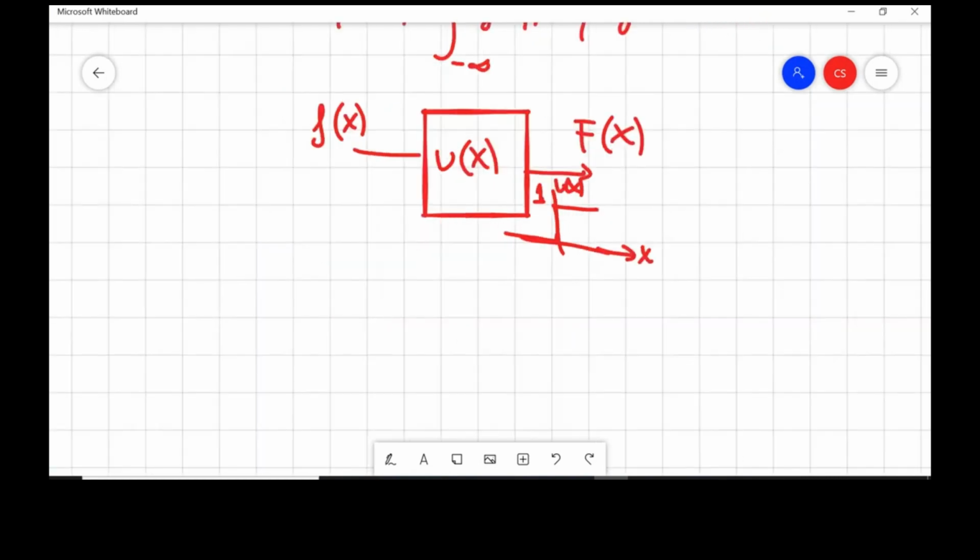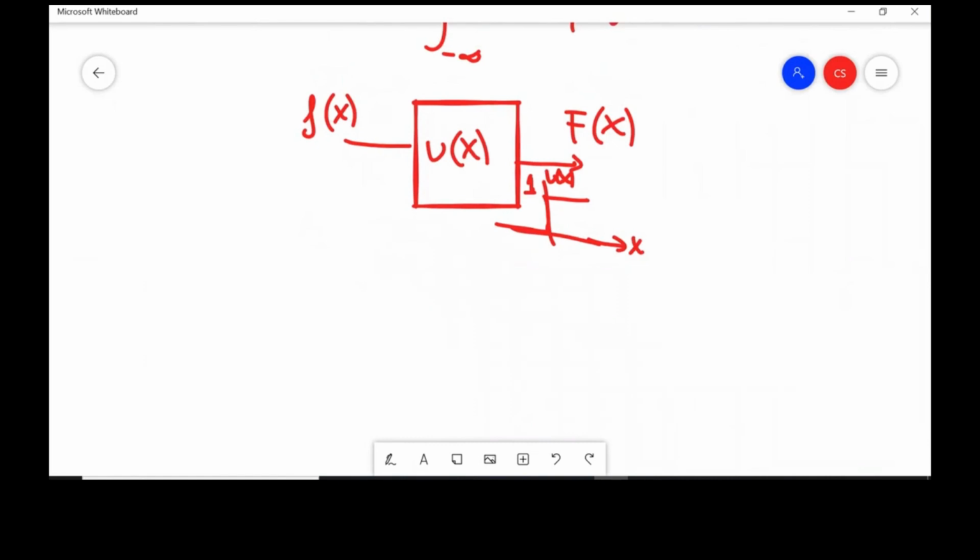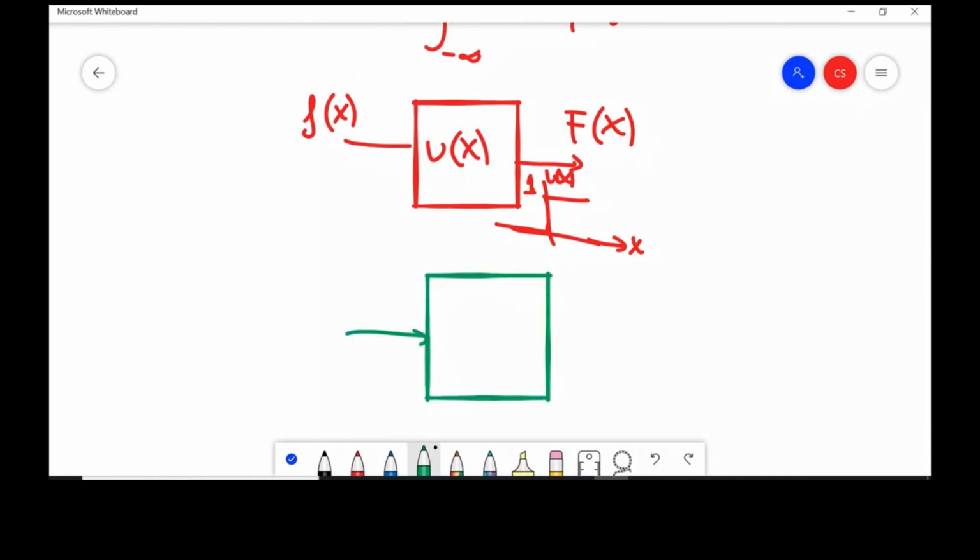Okay, so now let's say that I want to invert the system. So I want to construct a system, let's use a different color now, that takes F of x and computes f of x. What is that system?